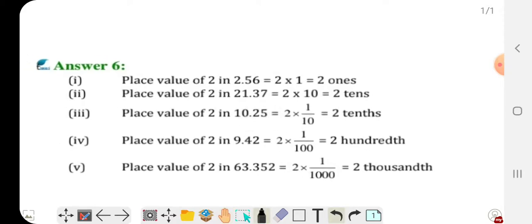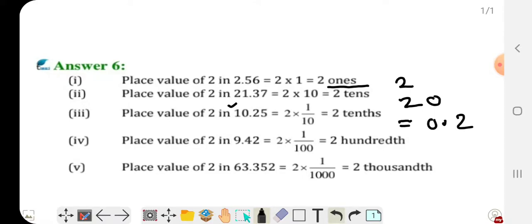What is the place value of 2 in 2.56? You see that 2 is in the ones place, so the place value is 2 ones. Place value of 2 in 21.37: it is in tens place, so it is tens, or you can write that the place value of 2 is 20. And here the place value of 2 is, it is in tenths place, so 2 into 1 upon 10, so you can write 0.2.